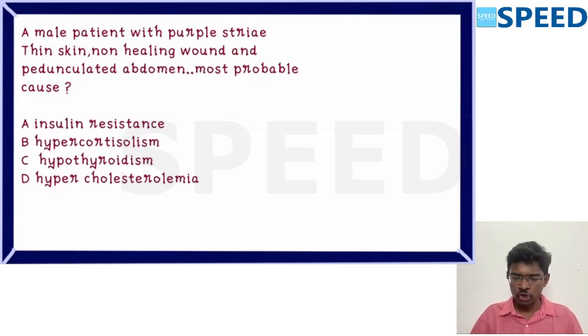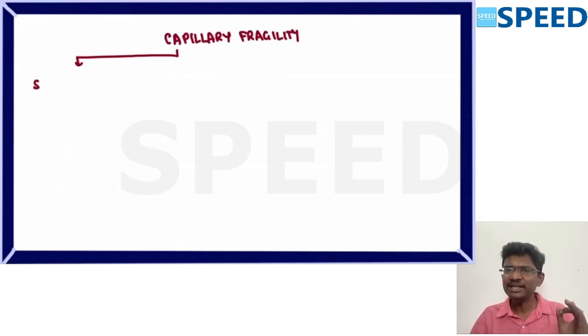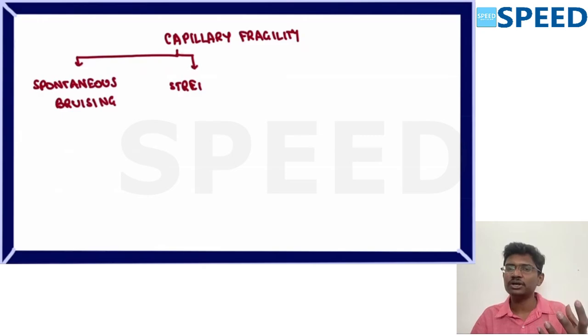Hypercholesterolemia. So, what is this classical feature of your Cushing syndrome? What happens in Cushing syndrome is the capillaries are hyper fragile. They are super fragile. They spontaneously rupture, causing spontaneous bruising throughout the body, even without any trauma. Bruising might happen at any region of the body.